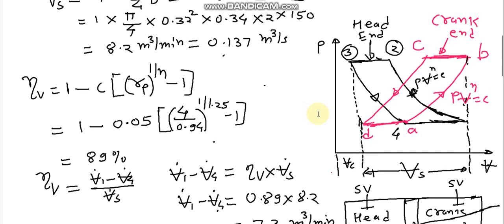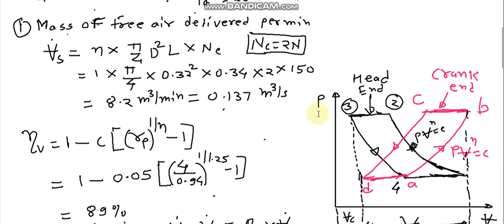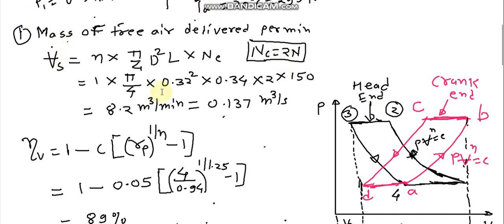Now find the mass flow rate. Because D and L are given, and Nc equals twice N for a double acting compressor, we put in the values of D, L and N and get 8.2 meter cube per minute, or 0.137 meter cube per second. That is the swept volume V dot S.